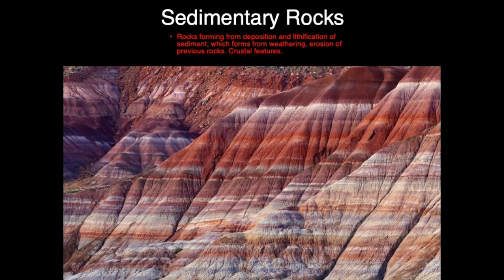Hello class, we are now going to cover Chapter 7, which is on sedimentary rocks. So sedimentary rocks are rocks forming from the deposition and lithification of sediment, which forms from the process of weathering, as we saw in the last chapter, and then after that these sediments get eroded from those previous rocks.